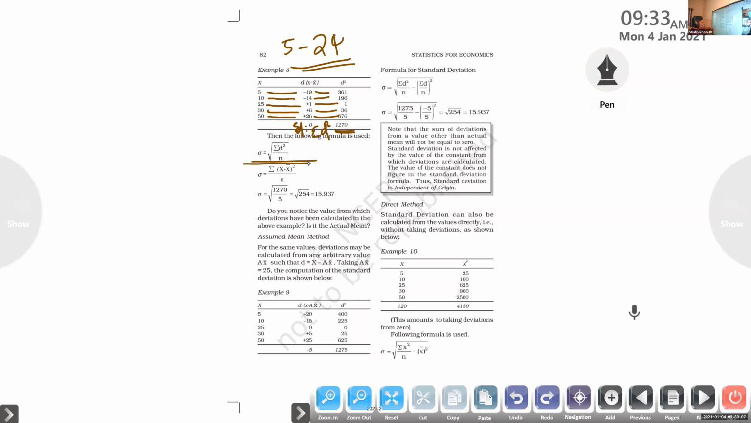So what is the answer? Root 254. The answer is 15.937. Is this idea clear or not? So what do I want to do here?